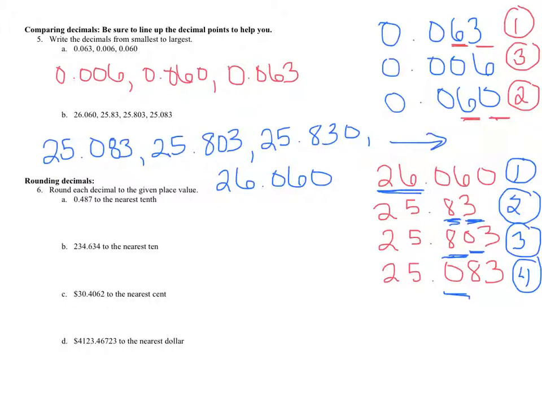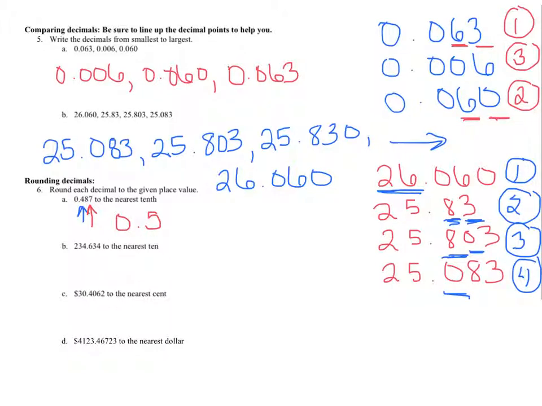So if I want to round to the nearest tenth, which we know is that first decimal place where that 4 is, I need to look at the decimal to the right of it, which is that 8. Since the 8 is 5 or more, I round up. So I'm going to round this to 0.5. I bump that 4 up by 1. In other words, it's 5/10.